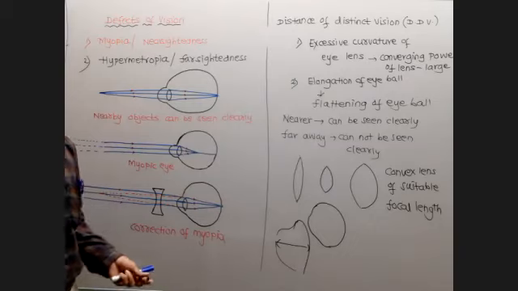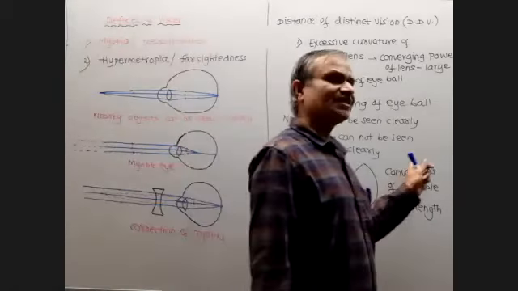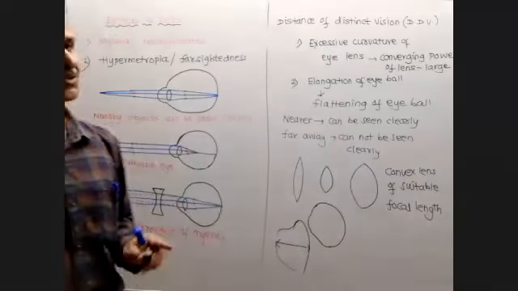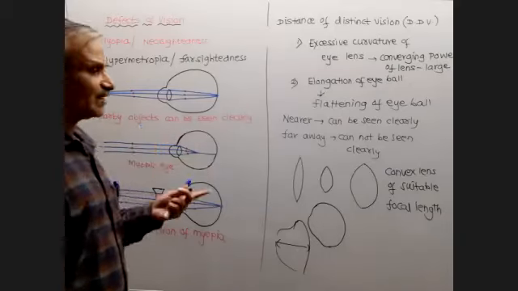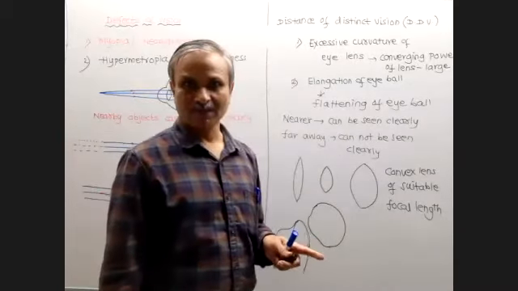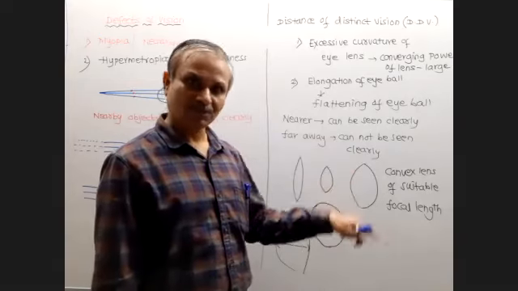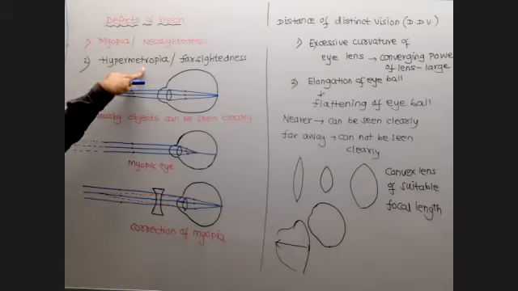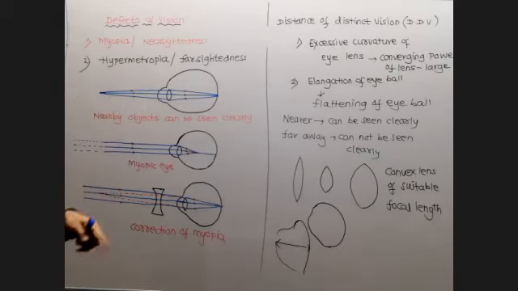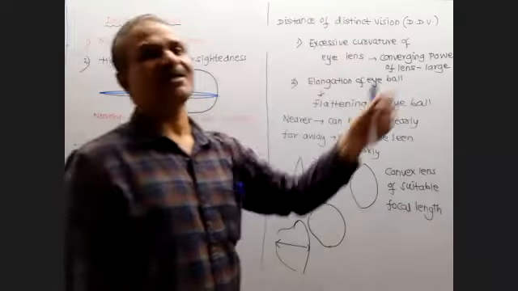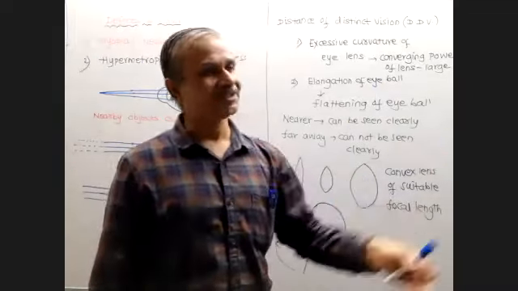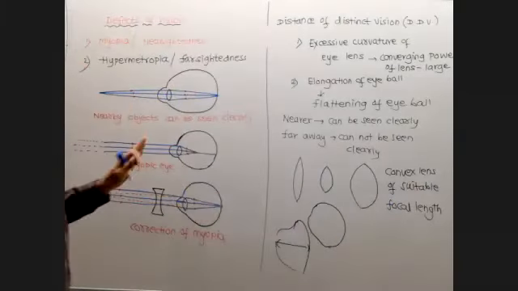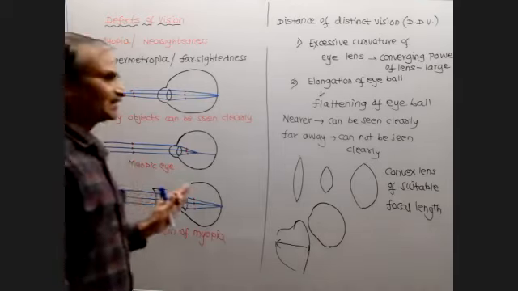Again, the focal length of a convex lens is positive. Since focal length is positive, power is positive. Suppose you are having specs of positive power, what is the indication of that? You are suffering from hypermetropia or farsightedness. It means you are able to see objects which are far away clearly, but the objects which are nearer to you, you are not able to see. This is the implication for farsightedness.